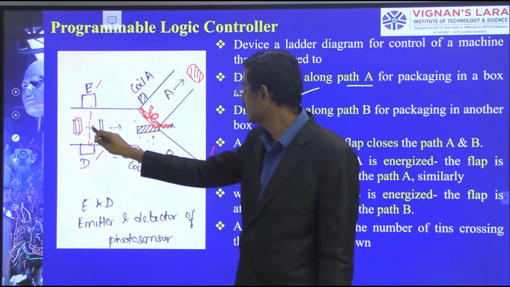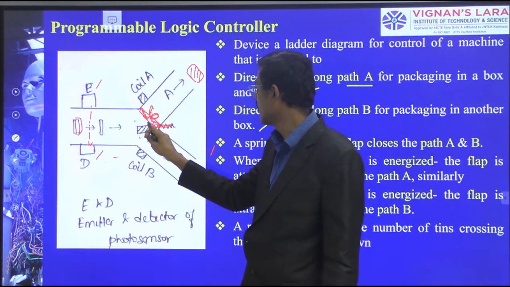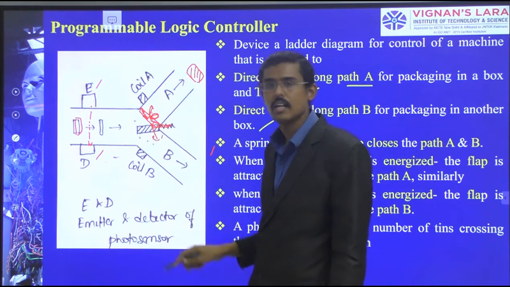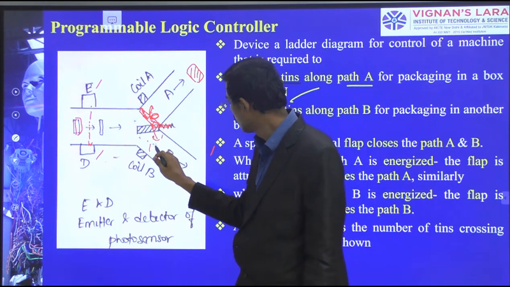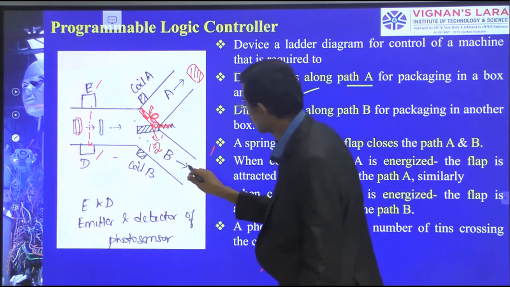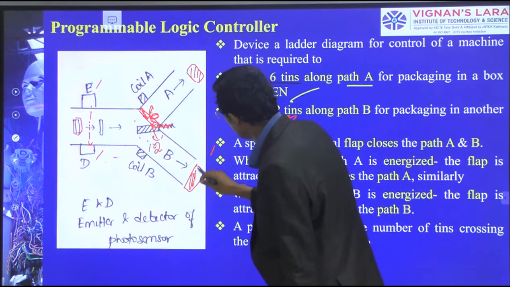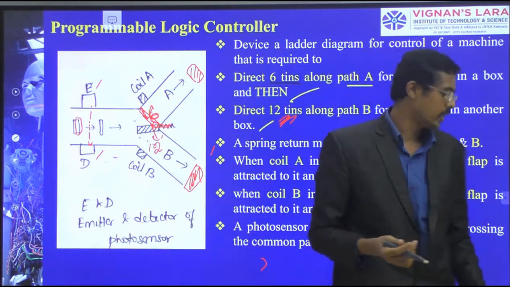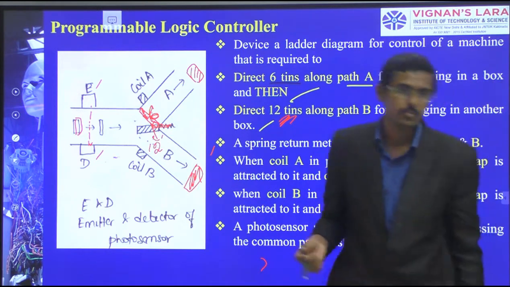What happens? The tins which are all coming here will hit here and automatically come in this direction, and therefore B will fill the 12. By the condition it is 12, and then it comes down, I can fill these 12 in this condition. So this is my condition 2 that I have to do.